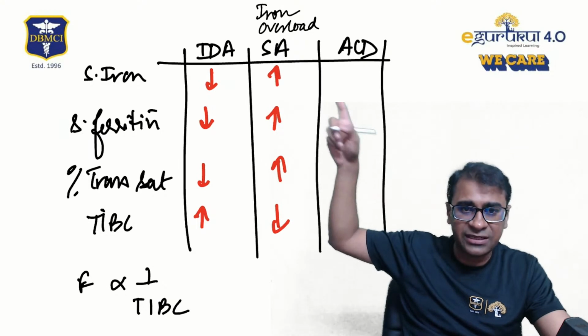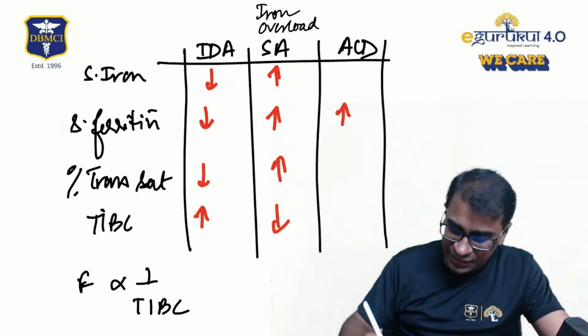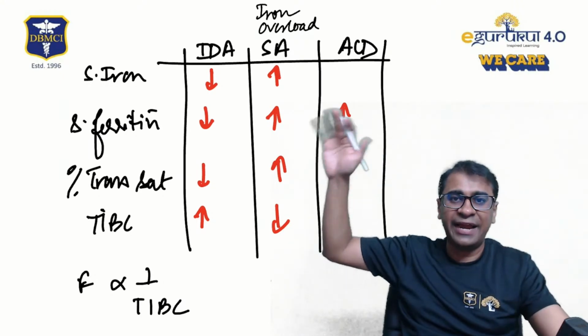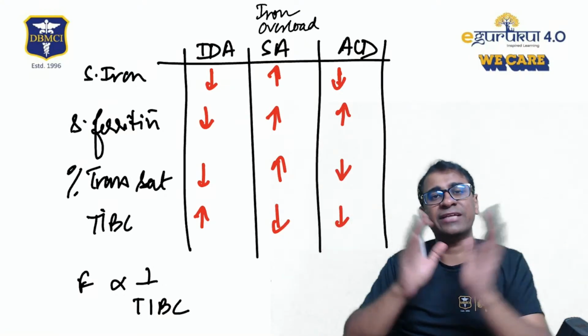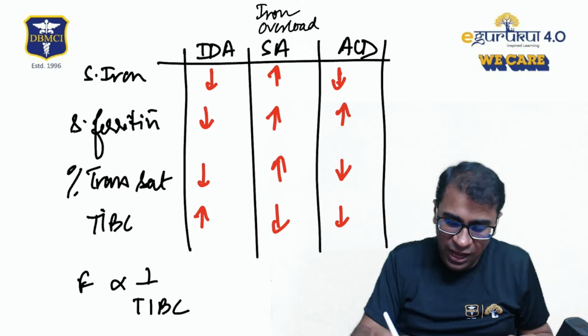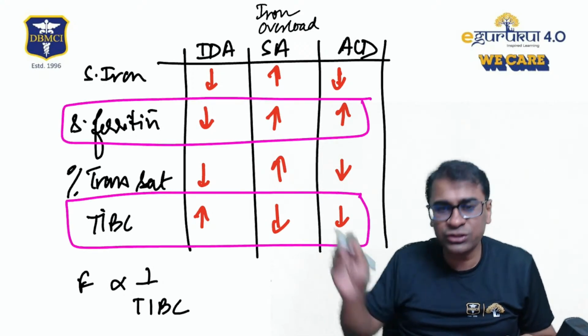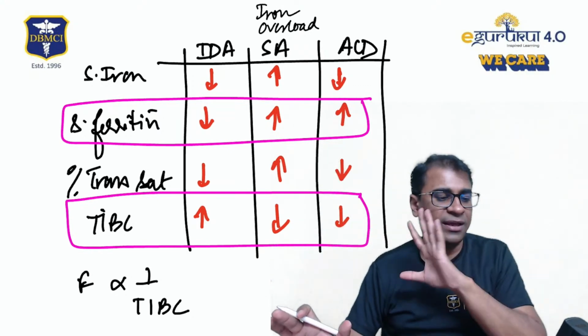What happens in ACD is the ferritin level is high. Because of high ferritin levels, TIBC is low. And why do we confuse ACD with IDA? Because iron and saturation both are low, and hence we confuse these two. So I would ask all of you to look at this value and this value. They always go opposite. It'll really make your table very, very easy. Simple table hai ye.